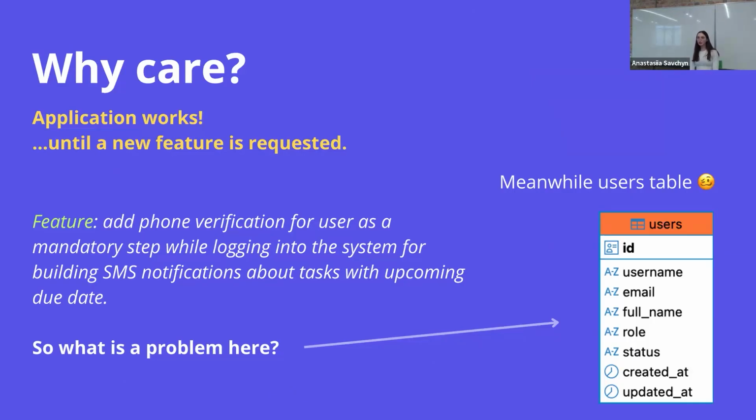Just think about your application. For example, you have some set of features, but then something changes. For example, that is a production project, and some client comes and says, I want to add something. Like here we have an example that we want to add a phone verification and then use this phone to send some SMS to the user. But look at your users table. You don't have any phone there.